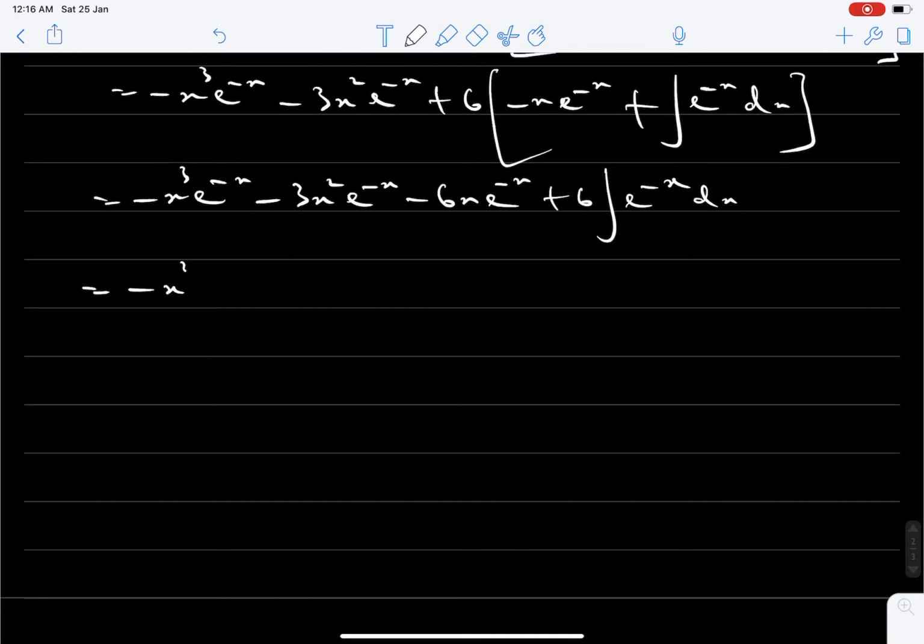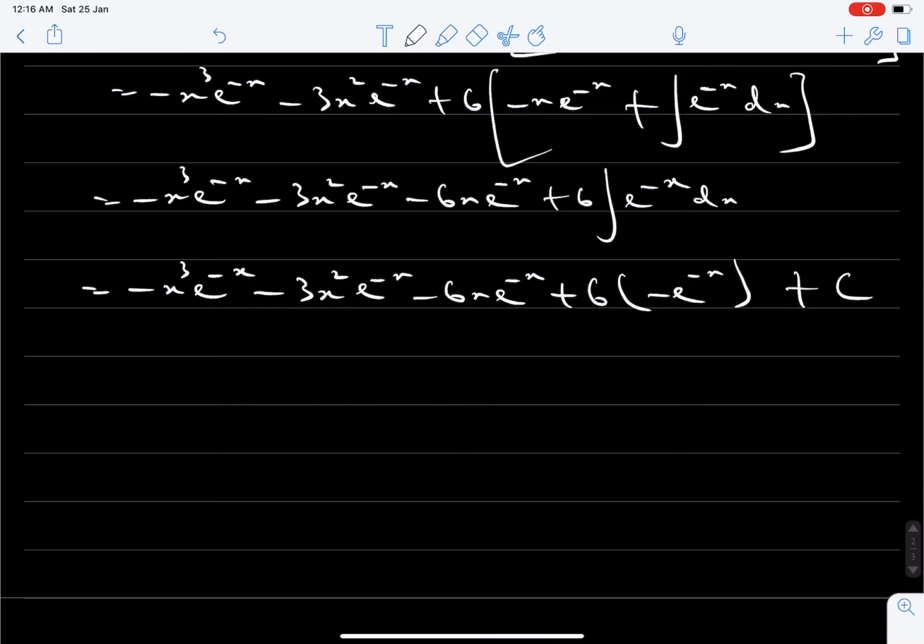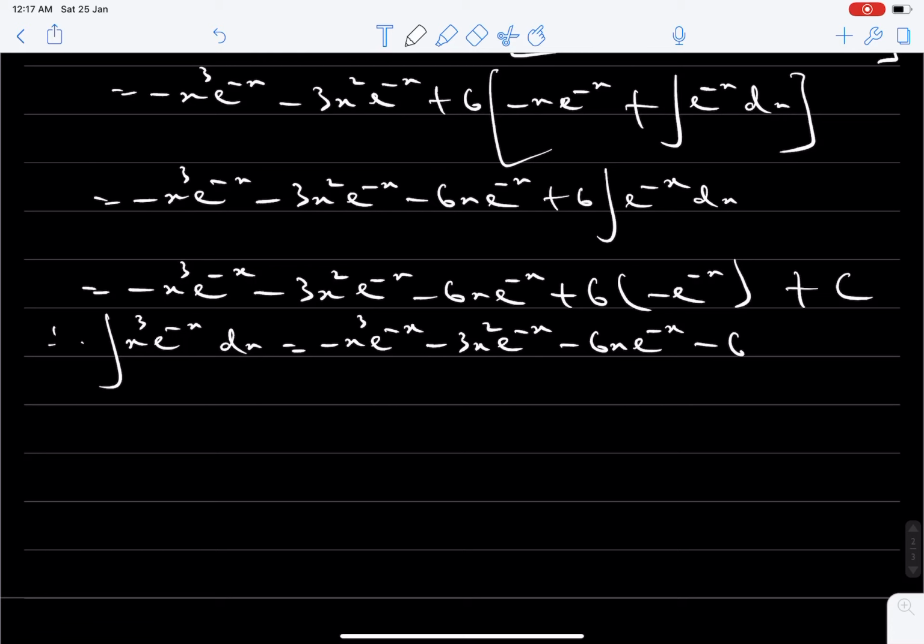and that's equal to minus x cubed e raised to the power minus x minus 3x squared e raised to the power minus x minus 6x e raised to the power minus x plus 6 times minus e raised to the power minus x plus c, which is equal to, therefore the integral of x cubed e raised to the power minus x dx is equal to minus x cubed e raised to the power minus x minus 3x squared e raised to the power minus x minus 6x e raised to the power minus x minus 6 e raised to the power minus x plus c.